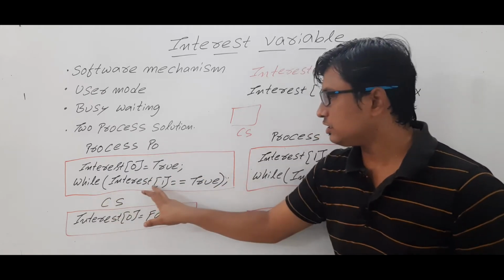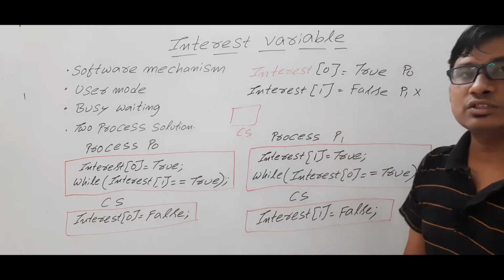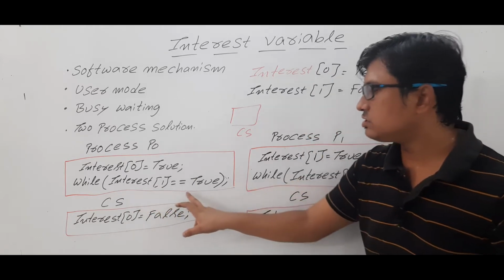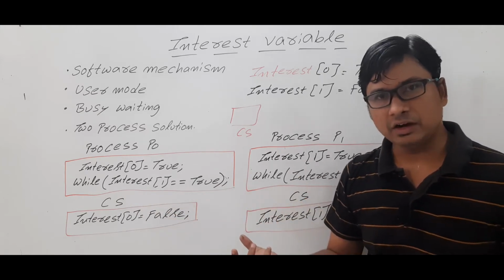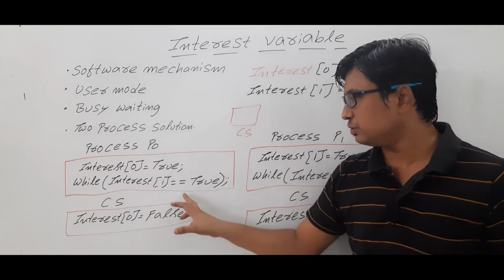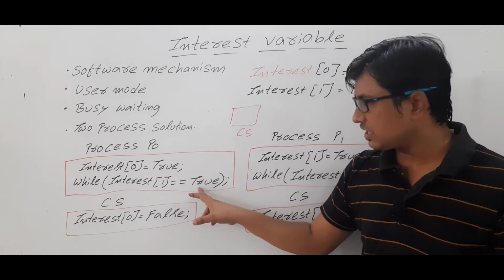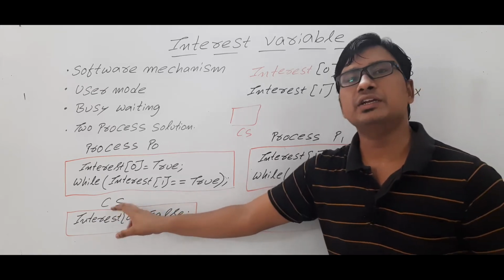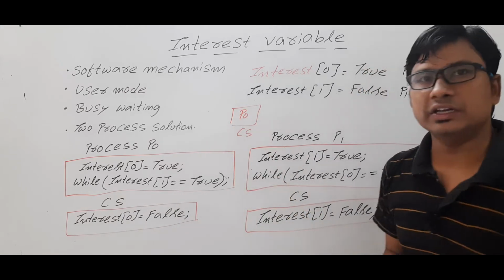Now while interest of 1 is equal to true: interest of 1 is equal to false. So false is equal to true. The condition is false. Am I right or wrong? Because true is equal to true but false is not equal to true, but it is saying false is equal to true. The condition has failed. If the condition has failed, then it will enter into the critical section. Now process P0 has entered into the critical section.